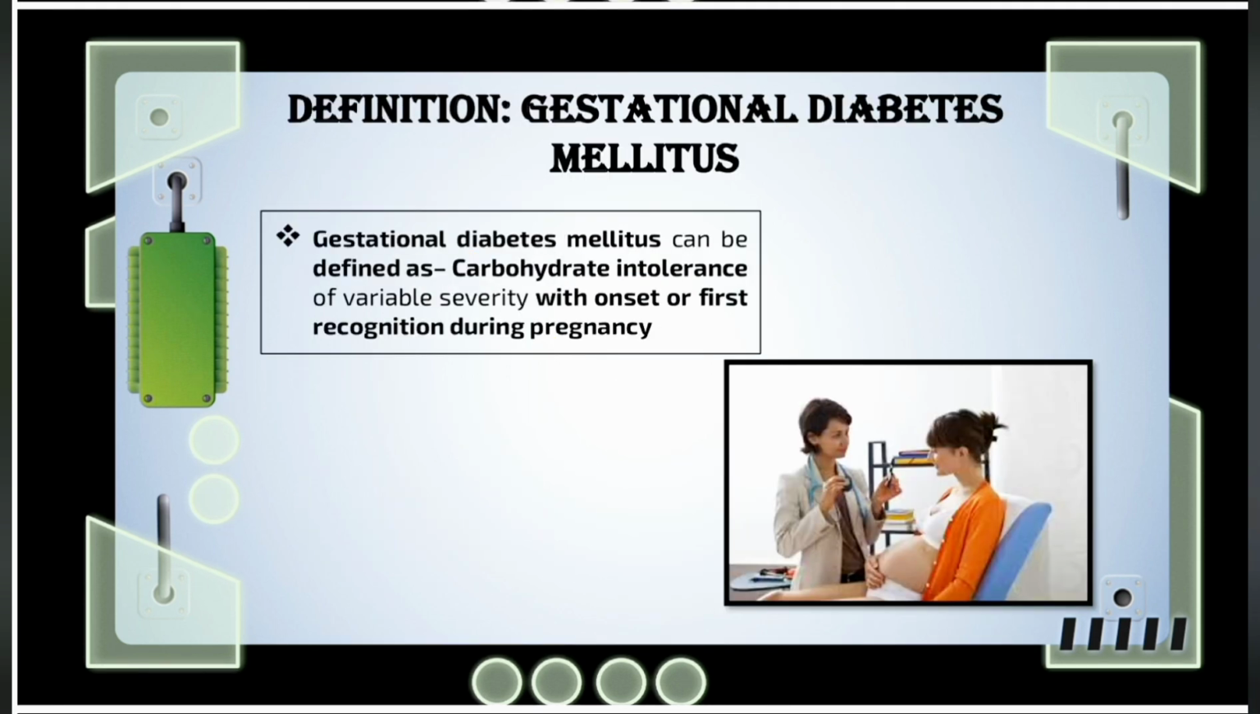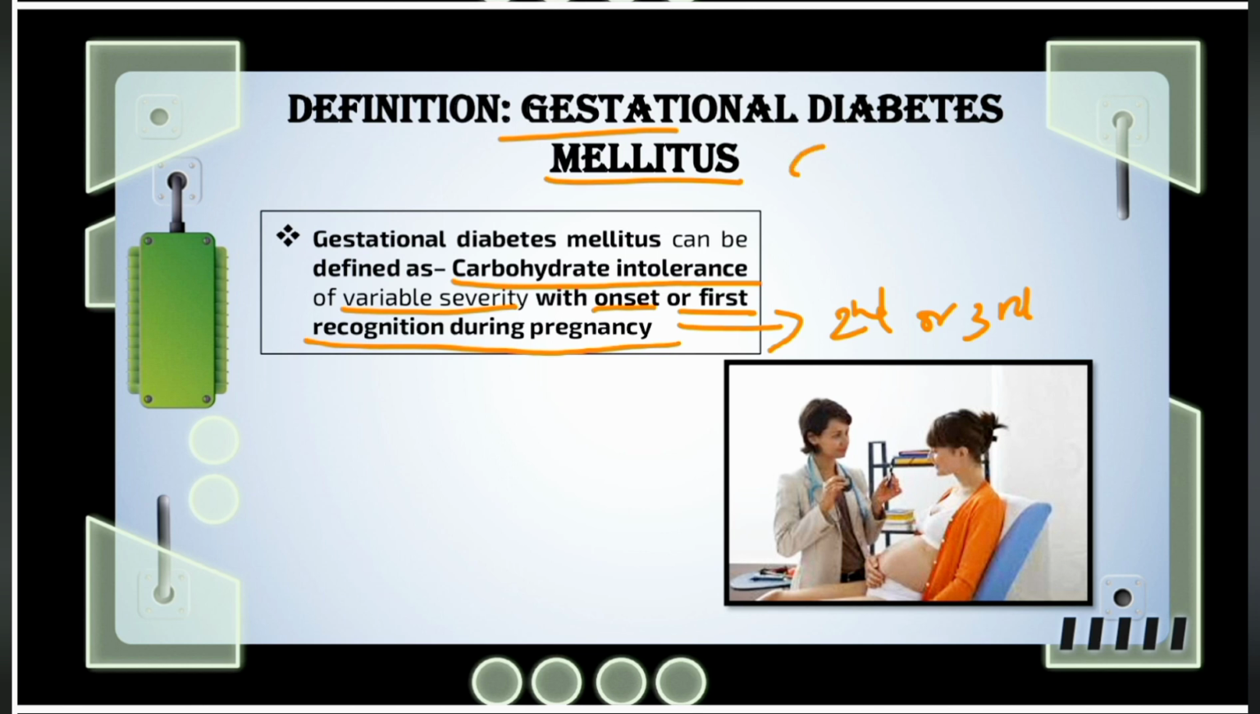Gestational diabetes mellitus can be defined as any carbohydrate intolerance of variable severity which is onset or first recognized during the pregnancy, and ideally in the second or third trimester of the pregnancy. Then it will be labeled as gestational diabetes mellitus.